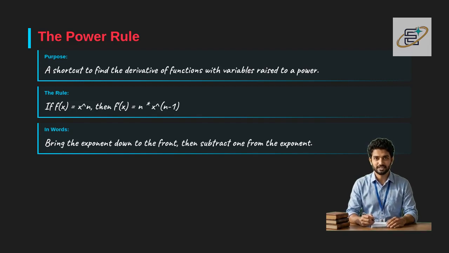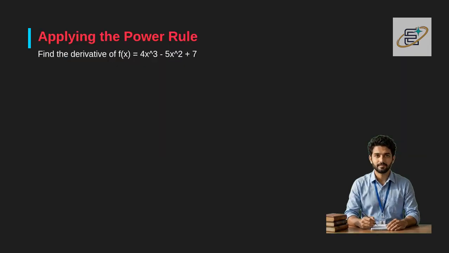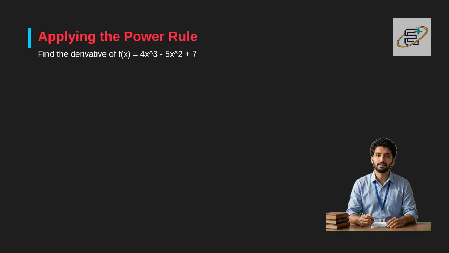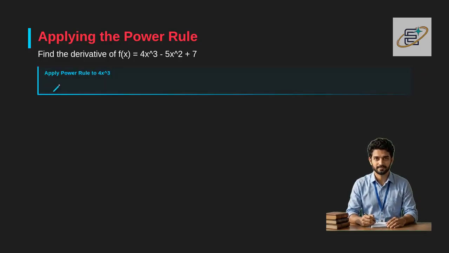Bring it down, subtract 1. That is the entire mantra you need. Let's put that mantra to the test and solve a derivative problem step by step. Our function is 4x cubed minus 5x squared plus 7.